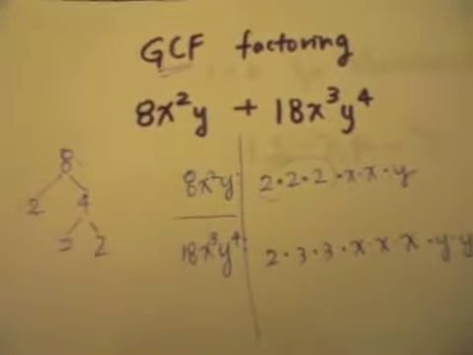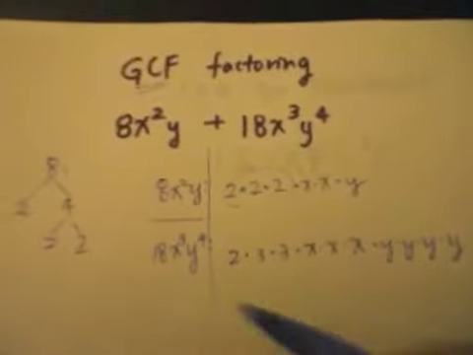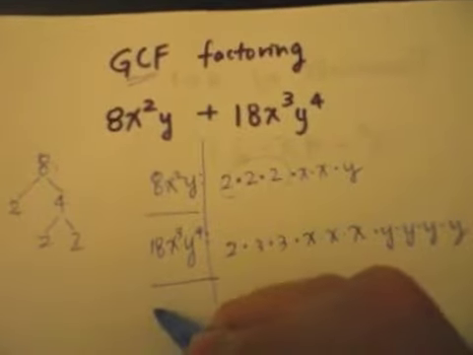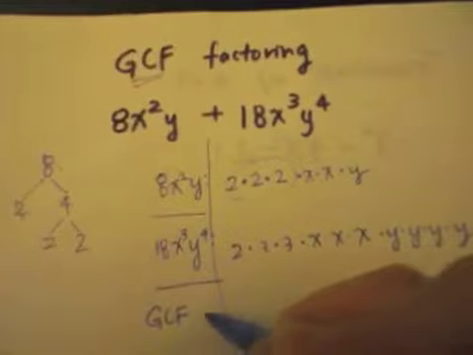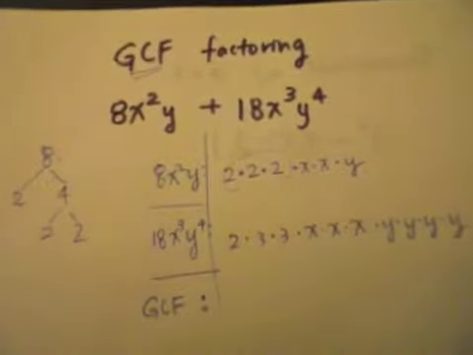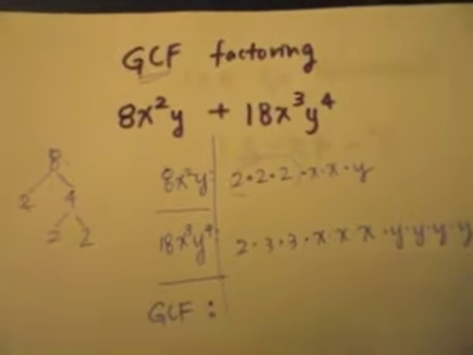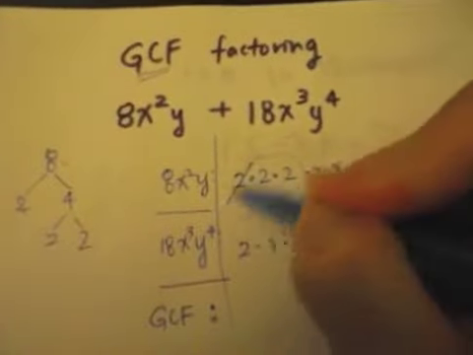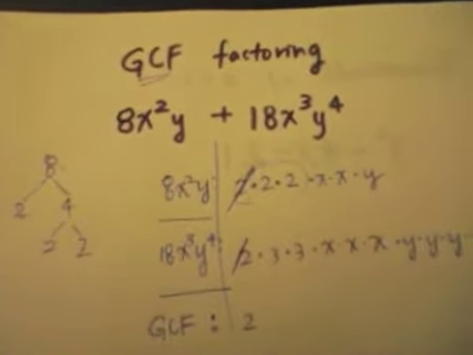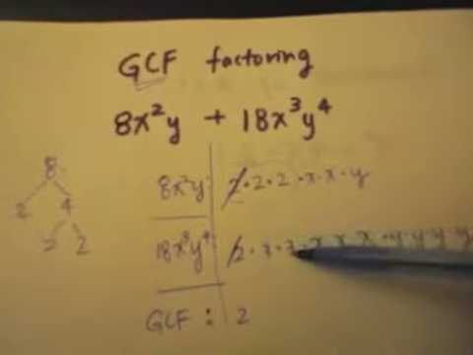Now you have to look for what they both share. To find the GCF, you have to look for what they both share. So, what do they share? Well, they share one 2. They don't share any other numbers.